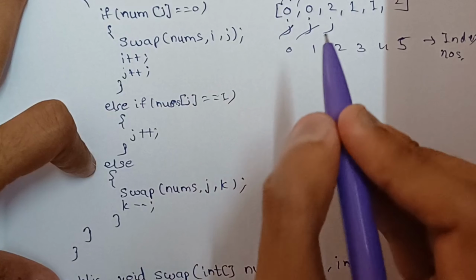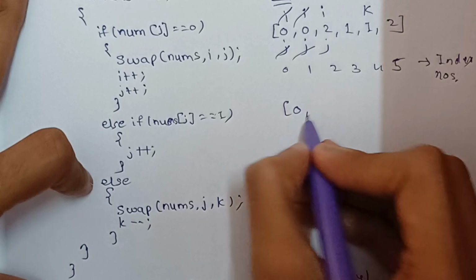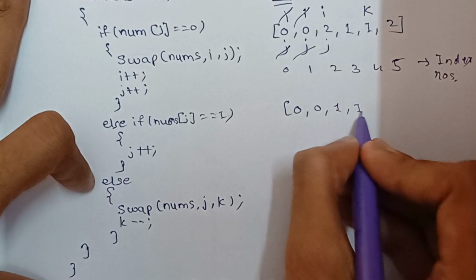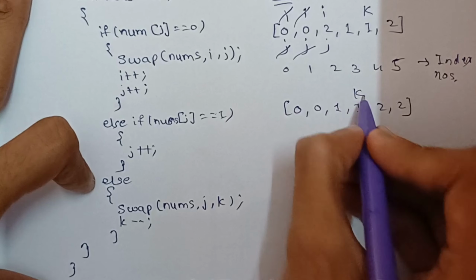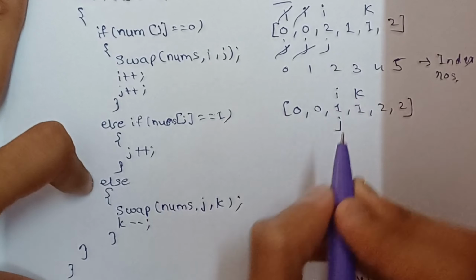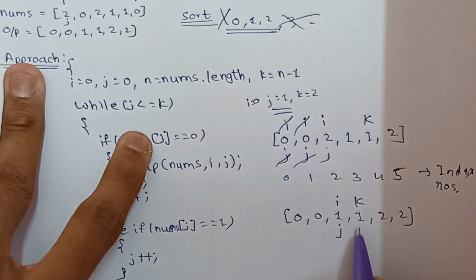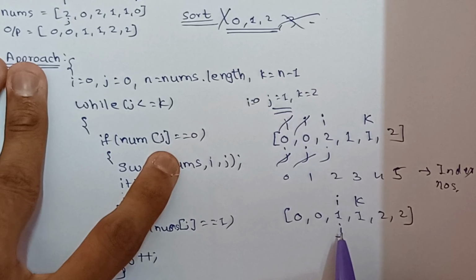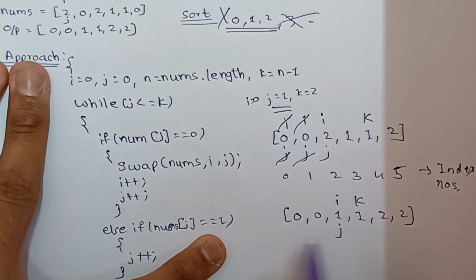because j is 2, and 2 should be at the last in sorted ascending order, so k and j will be swapped, and now our array will look like this: 0 0 1 1 2 2. Now simply decrement k. Now k will come here and I is here and j is here. Once again the loop will run. Now j is smaller than k, right? So is j equal to 0? No. Now j is equal to 1? Yes, equal to 1, so we will increment j.